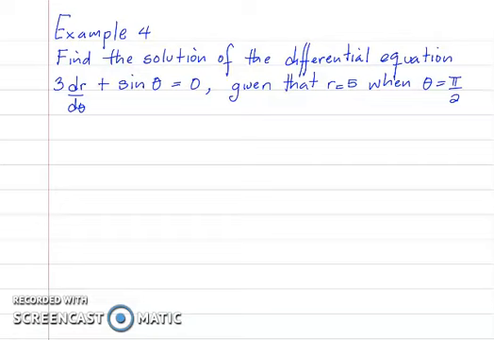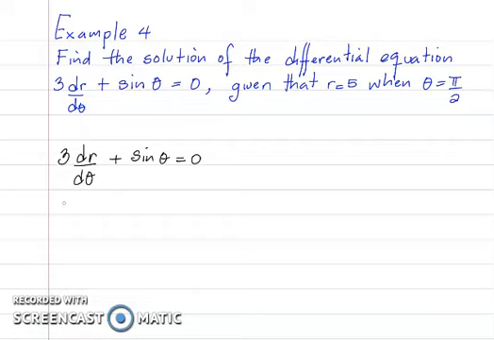Example 4 says, find the solution of the differential equation 3 dr by d theta plus sine theta is equal to 0, given that r is 5 when theta is pi by 2. So let's start by writing, we have 3 dr by d theta plus sine theta is equal to 0.